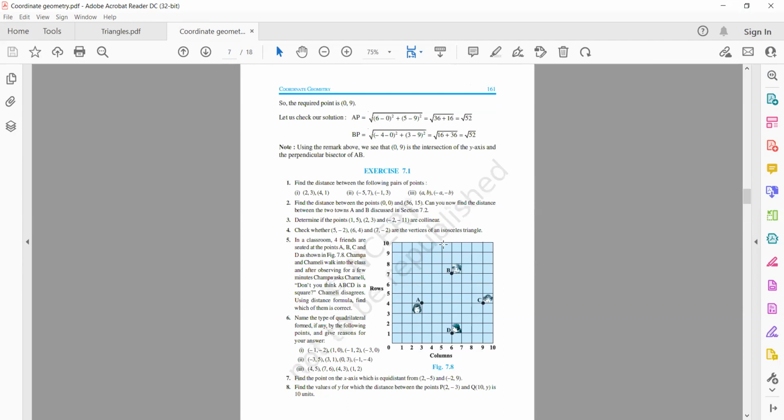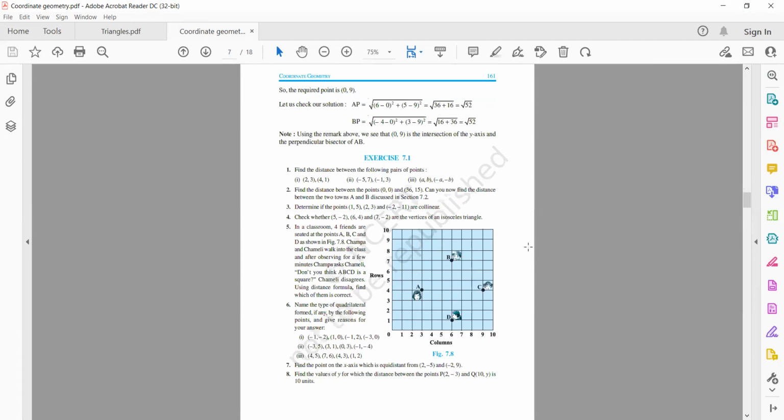This is the exercise. Now, this is the graph of question number 4. So A, B, C, D are marked here. Now, read the question. 4 friends are seated at the points A, B, C, D in a classroom. Now, Champa and Chameli walk into the class, and after observing for a few minutes, Champa asked Chameli, don't you think ABCD is a square? And Chameli disagrees. So basically, Champa is saying that ABCD is a square and Chameli disagrees. So ultimately, you will check whether ABCD is a square or not.